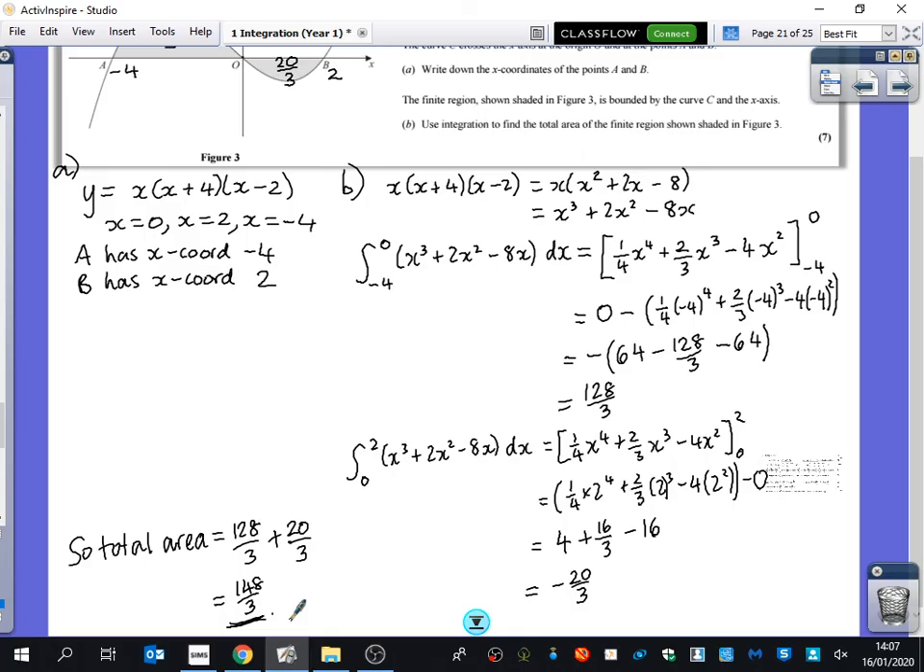I'd like to know what anybody thinks the result would be if you just put it into your calculator between -4 and 2. Yes, why would it be 108 over 3? Yeah, because what the calculator would actually be doing is that chunk, add that chunk. So on that one, it would be adding on a negative. So it wouldn't give you the true area. It would give you that area plus the negative area. So it would give you a kind of an amalgamation of those two.